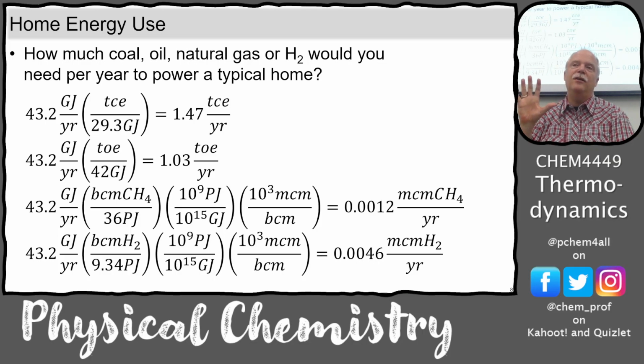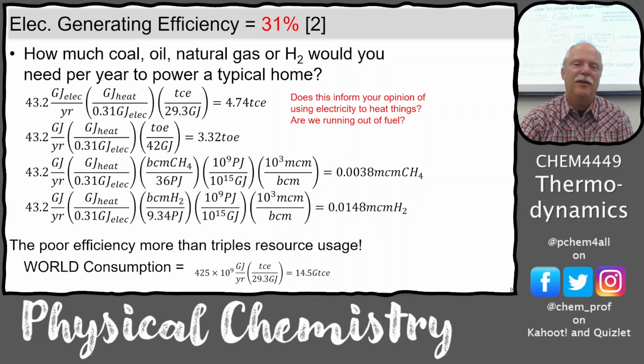But this is electricity that we're looking for. And remember that the electrical generating grid is only about 30% efficient. So let's take into account efficiency. So if we put in that 31% efficient, now we have to put little subscripts on our numbers. We have 43.2 gigajoules of electric per year. And here's another way to use those efficiencies, is to put subscripts on your joules. So we only get 31 joules of electricity for every 100 joules of heat, or 0.31 to 1.